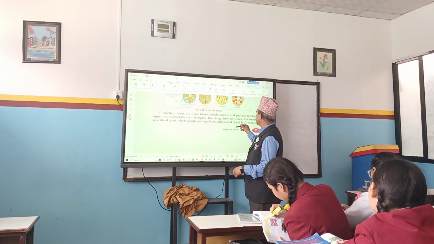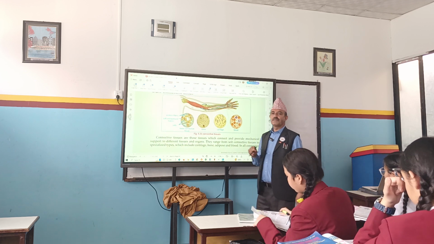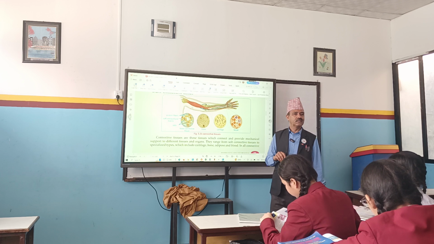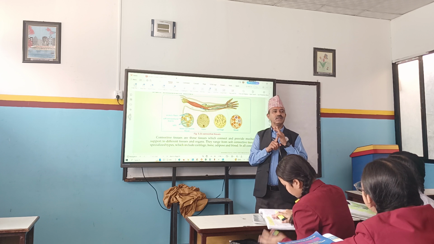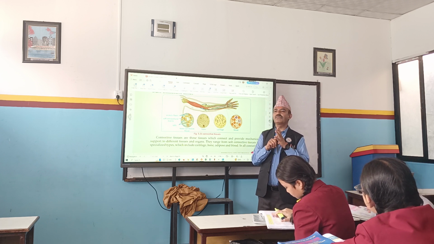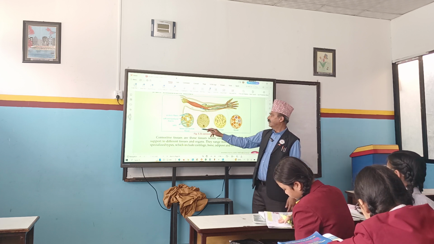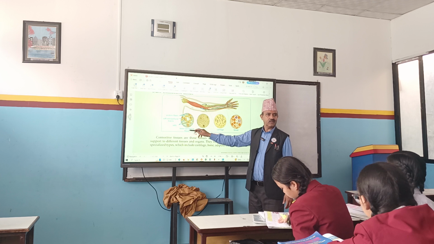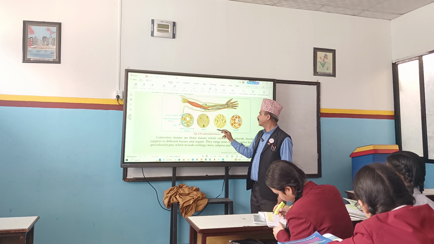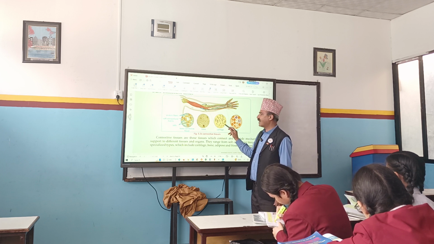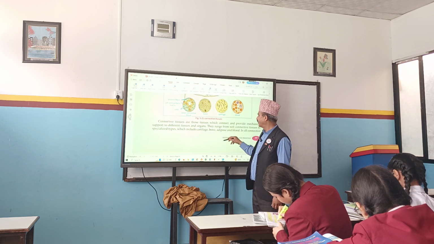So, how many types of connective tissues are there? Could you remember? Three types of connective tissue. What are they? Proper connective tissue, hard connective tissue, and soft or fluid connective tissue. And here are some examples of connective tissue. Here is loose connective tissue or proper connective tissue. What is this? Bone. Bone is hard connective tissue. What is this? Cartilage, hard connective tissue. Blood, fluid connective tissue. So remember.